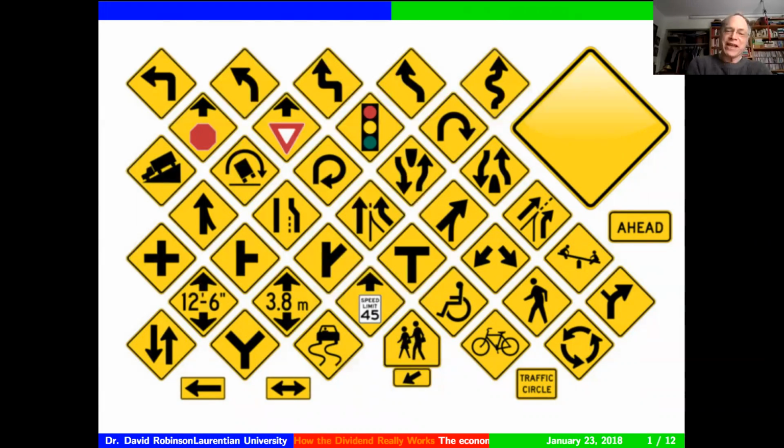Well, hello everybody. You should be able to see a slide with a bunch of street signs on it. I've used this in presentations about carbon tax and dividend a number of times because there seems to be an awful lot of confusion. Basically, it seems to me people don't understand it, even though it's pretty straightforward.